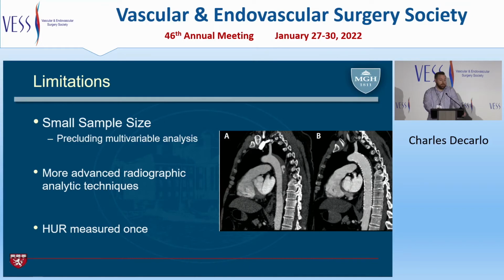The results of the study should be viewed in the context of limitations. First, our sample size was very small, precluding more sophisticated statistical analysis, such as multivariable modeling. Thus, it's difficult to know the significance of the Hounsfield unit ratio while taking into account other important variables. Second, we didn't utilize more advanced radiographic analysis techniques to measure the Hounsfield units throughout the entire IMH. Thus, our measurements might vary from the actual Hounsfield unit measurements of the entire IMH. Finally, Hounsfield unit ratio was measured once. It may have changed over time, but we did not account for this in our methods.